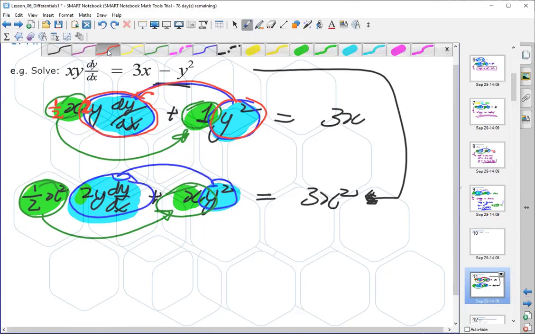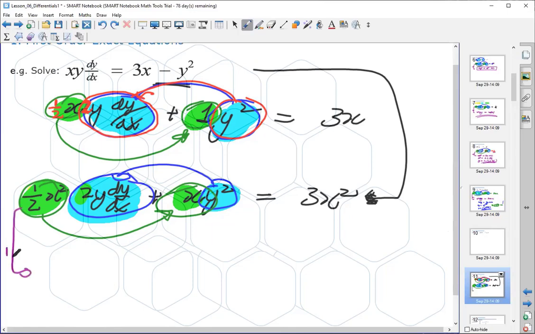Okay, so let's integrate this then. What do we get, Het? So if you integrate half x squared, so it'd be half x squared and y squared. And integrate the other side. So it'd be 3 over 2x cubed. Add 1 to the power, divide by the new power. Oh, 3x cubed over 3, so x cubed. And plus c.